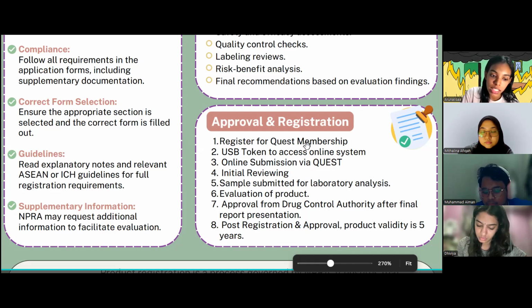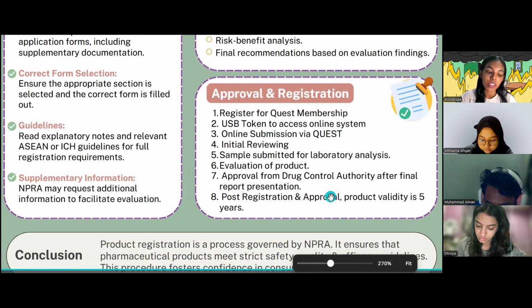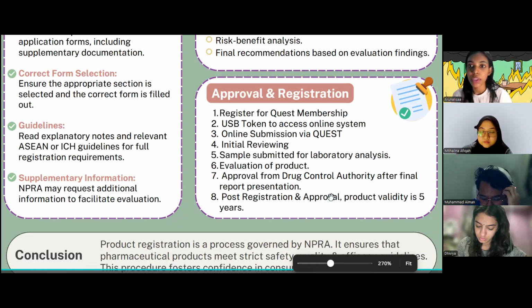So the submitted data will undergo a technical evaluation, like how it was explained just now. And in the technical evaluation, it will be conducted by the NPRA evaluators. And this may involve further communication between the applicant and also the NPRA evaluators. And if there is any necessary information needed, they will contact the applicant. And then the sixth one is evaluation of product. Once they have all the necessary details, they will evaluate the product.